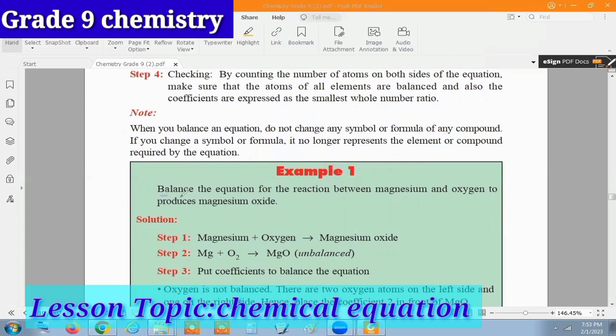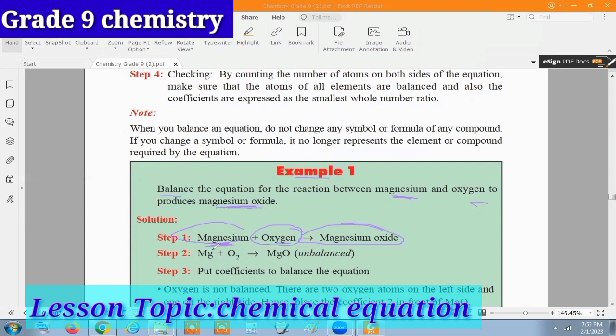Then, for example, consider the equation for the reaction between magnesium and oxygen to produce magnesium oxide. First of all, we have to write the word equation. Magnesium is written in word form in such a way, then oxygen can be written in such a way, and magnesium oxide can be written in such a way.